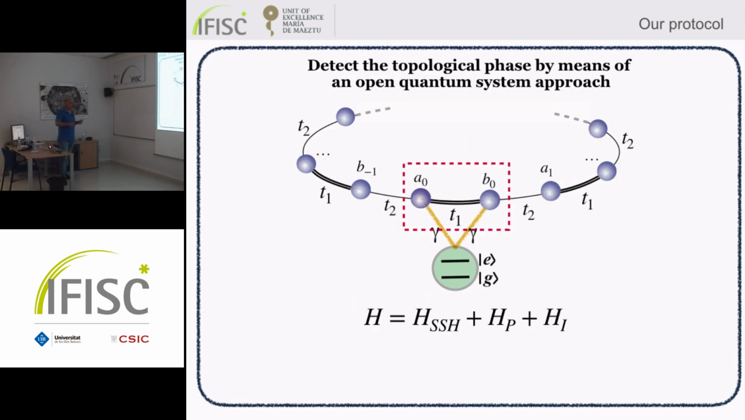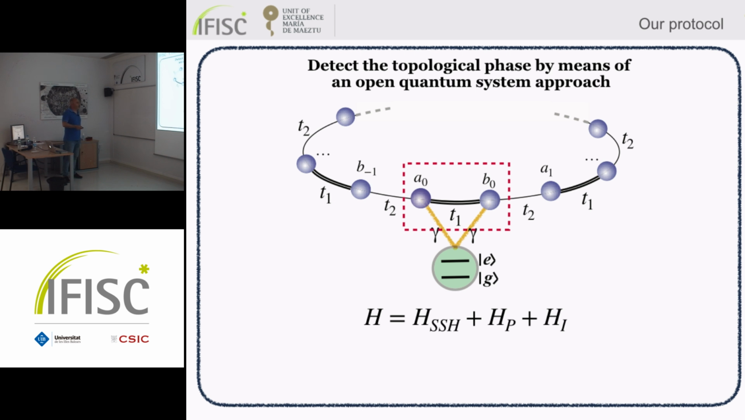So this is actually our model. We have a Su-Schrieffer-Heeger chain, and the external probe is a two-level system with 2 levels, excited and ground state, connected to one elementary cell. Of course, you cannot connect this probe to one site, because otherwise it would be impossible to distinguish between the two phases. The problem would be invariant under the exchange T1 and T2. This is the minimum amount of interaction you need to have to observe something, depending on the topology.